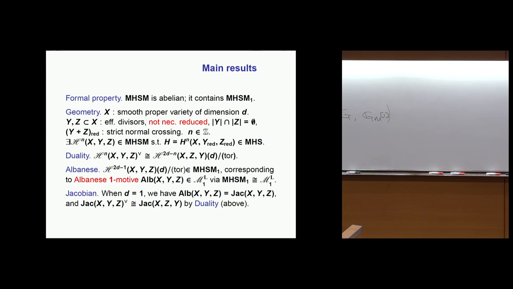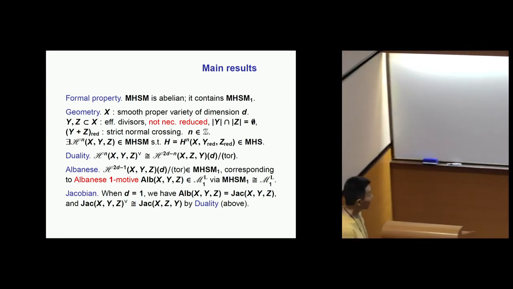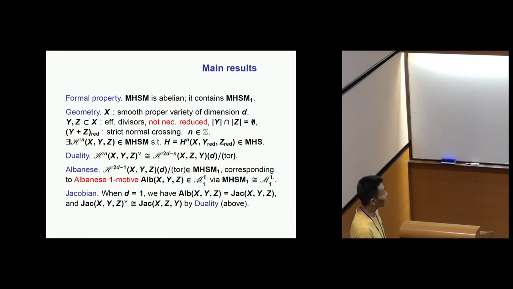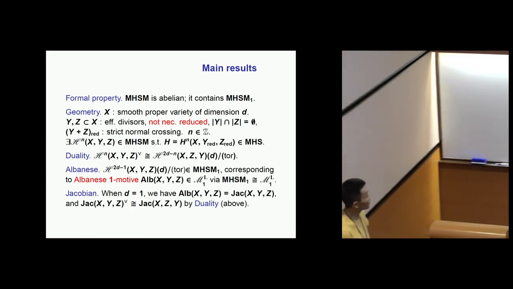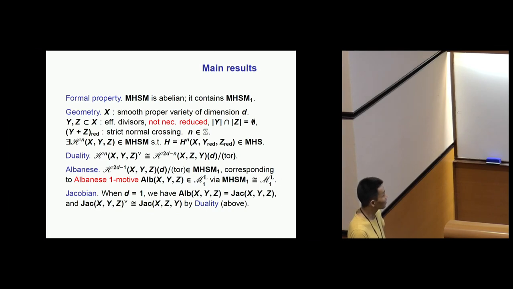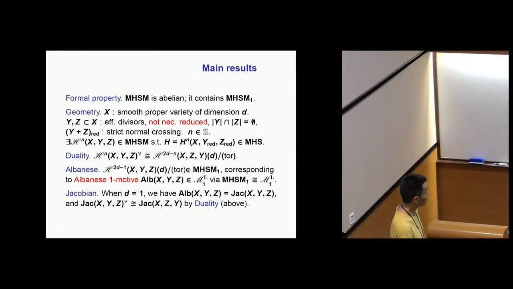Then if we take a look at the degree 2d minus one part, and take the same corresponding part, then it is easy to see this belongs to the level one part, and therefore it corresponds to some Deligne one motive, which we call the Albanese one motive. This way we extend the construction of Albanese one motive to Deligne one motives. And if we consider the case of curves, when d equals 1, this agrees with the Jacobian one motive I explained in the first part of the talk. And this duality explains the duality of Jacobian one motives that interchanges two divisors Y and Z.